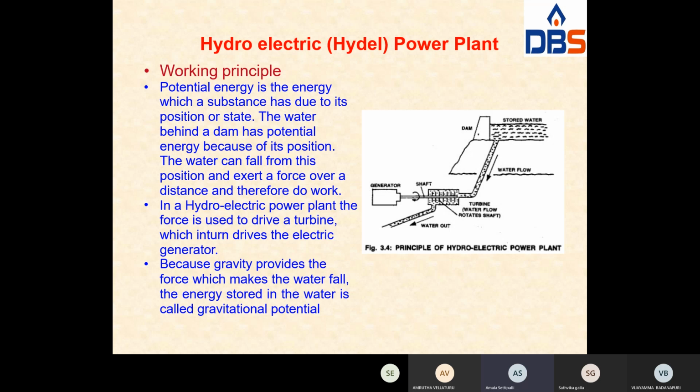Water out means that whenever the blades of the turbine are rotated, the total amount of water is not converted into mechanical energy. Some amount may be wasted. That water comes out from this place.